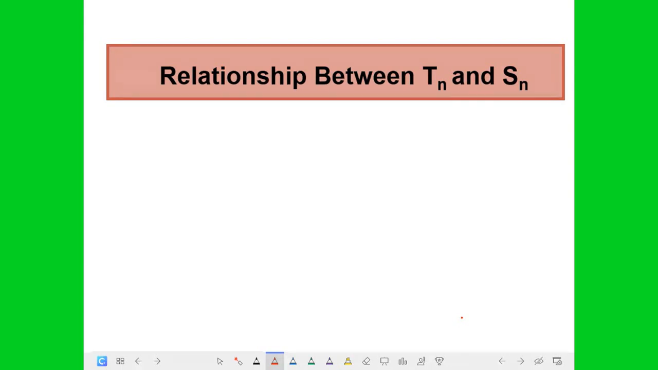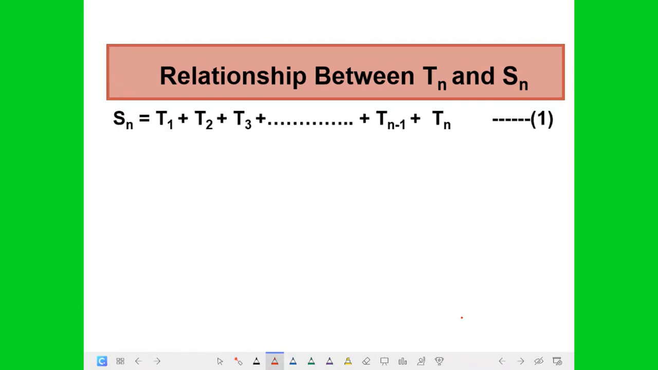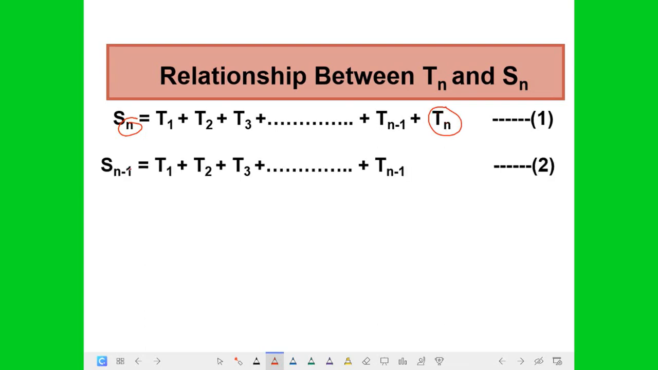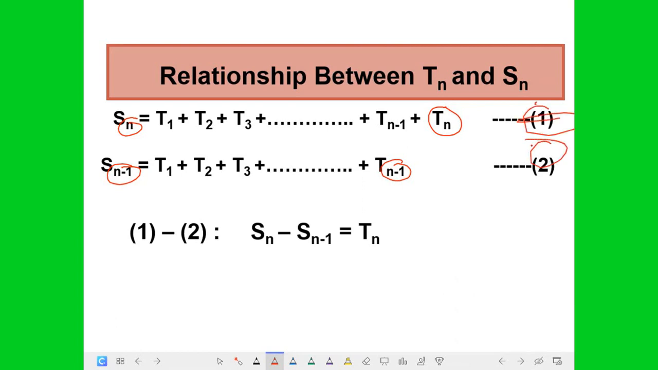Okay. Relationship between Tn and Sn. This one is quite important. Let's say Sn equals T1 plus T2 plus T3 plus up to Tn minus 1 plus Tn, the last one. Then Sn minus 1 must end at Tn minus 1. Now we want to subtract, equation 1 minus equation 2. So on the left hand side, minus.